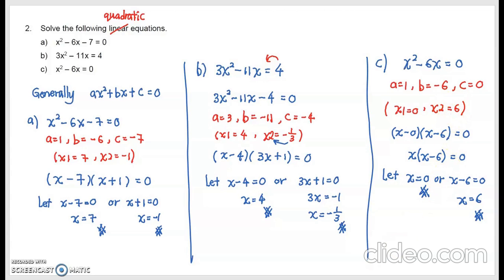So this is how we're going to solve the quadratic equation. Again, first you have to make sure that our right hand side is 0 and the coefficient of x squared must be positive.